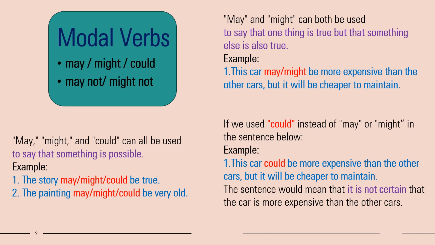If we use could instead of may or might in the sentence below, for example, this car could be more expensive than the other cars, but it will be cheaper to maintain, the sentence would mean that it is not certain that the car is more expensive than the other cars.